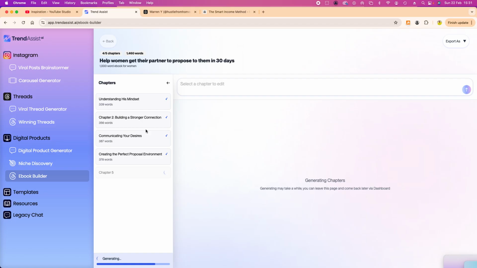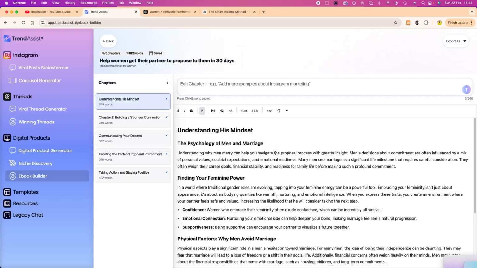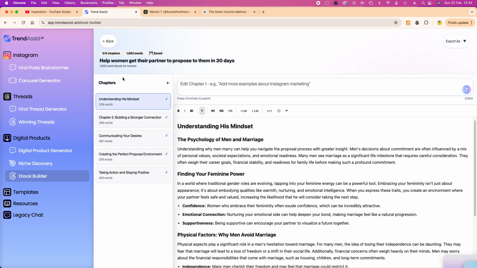Chapter 5 next. Final chapter done. Then we shall break it down. Boom, cool. It's saved. Oh wow. So understanding his mindset, the psychology of men and marriage, understanding why men marry can help you navigate the proposal process with great insight. Men's decisions about commitment are often influenced by a mix of personal values, society expectations. Many men see marriage as a significant life milestone that requires careful consideration. They often weigh their career goals, financial, yada yada yada.